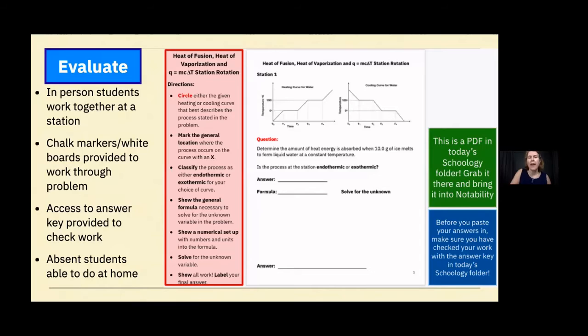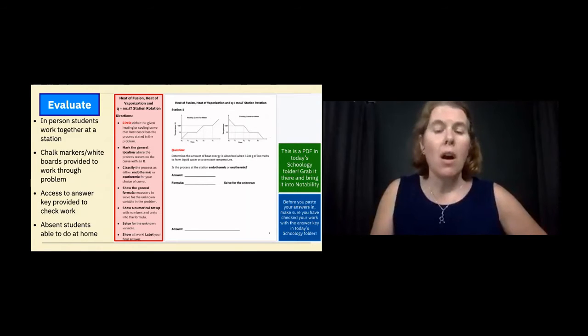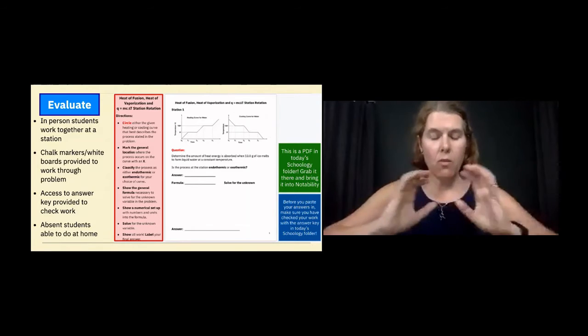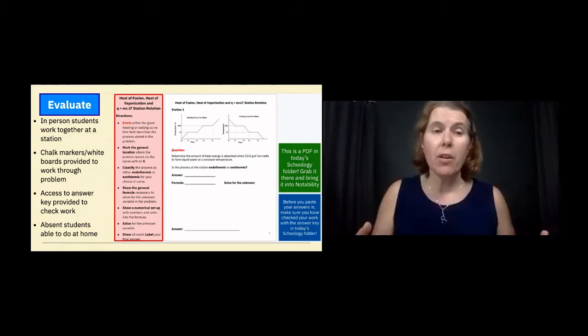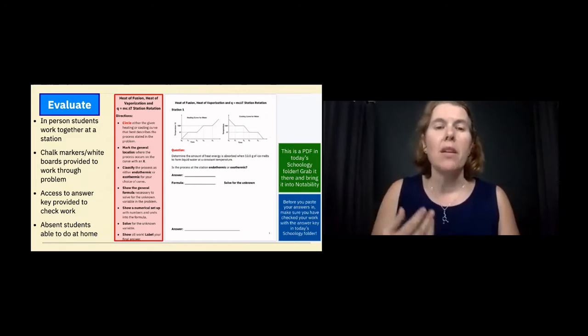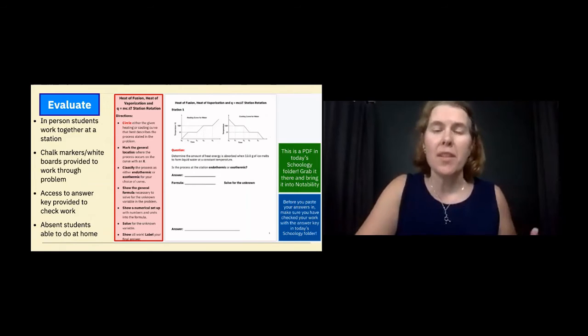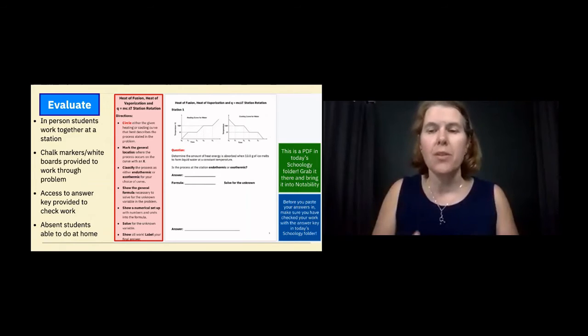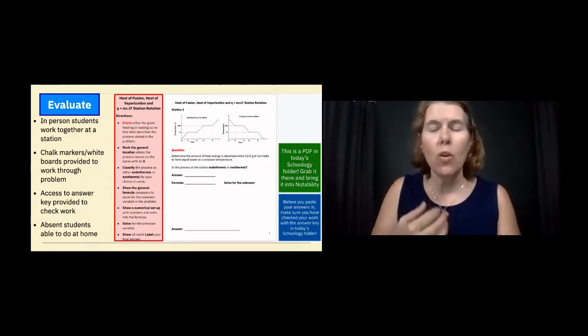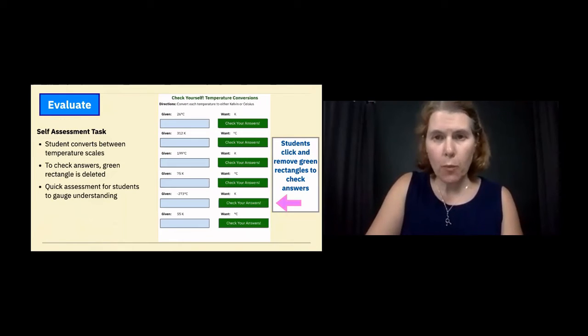Another example of an evaluate: this was a station rotation where they went to different stations and looked at the graphs and answered questions about them. They could have worked together, in a small group. I gave them chalk markers and whiteboards to work on if they wanted to use that. Again, there are directions over on the side that are very specific to the stations, and they were able to work on this at their own pace.